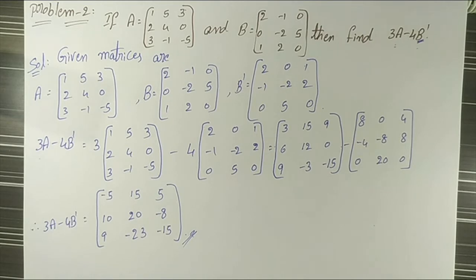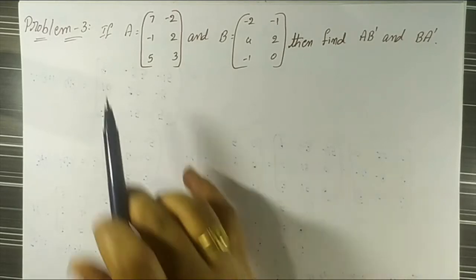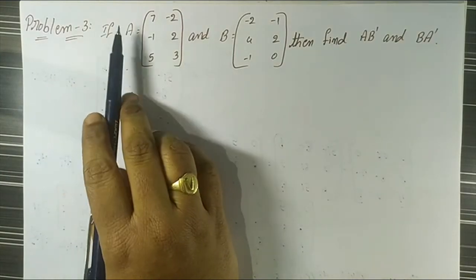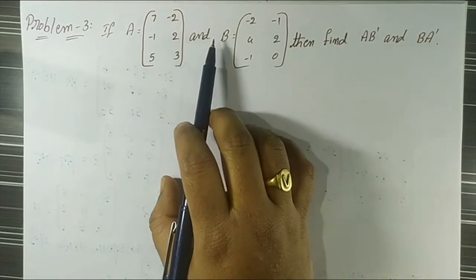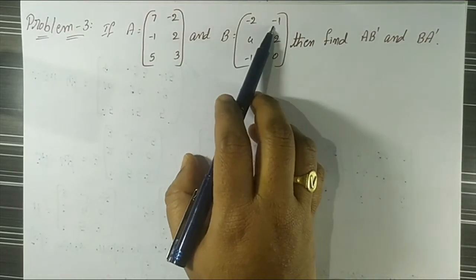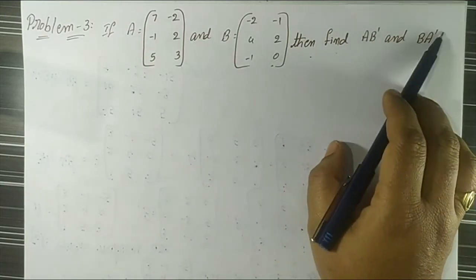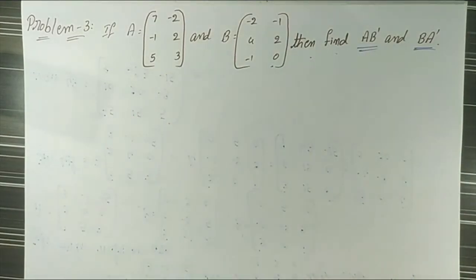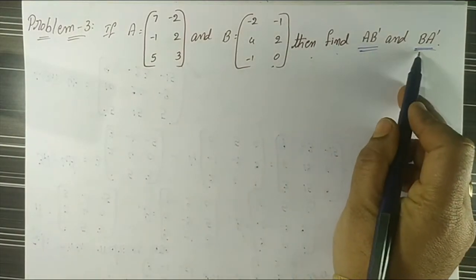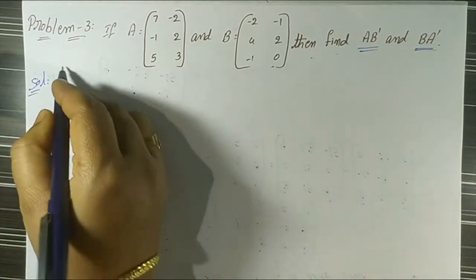Next we will go to the third problem in the same section and exercise. The problem is: if A equal to [7 -2 -1; 2 5 3] and B equal to [-2 -1 4; 2 -1 0], then find AB dash and BA dash. We have to find these two values for the given A and B matrices. For finding these two, first we can find A dash and B dash values. Then we will go to the solution.